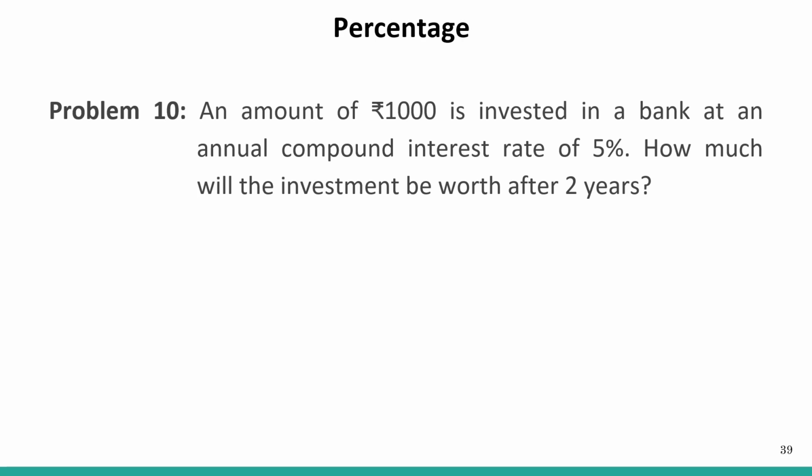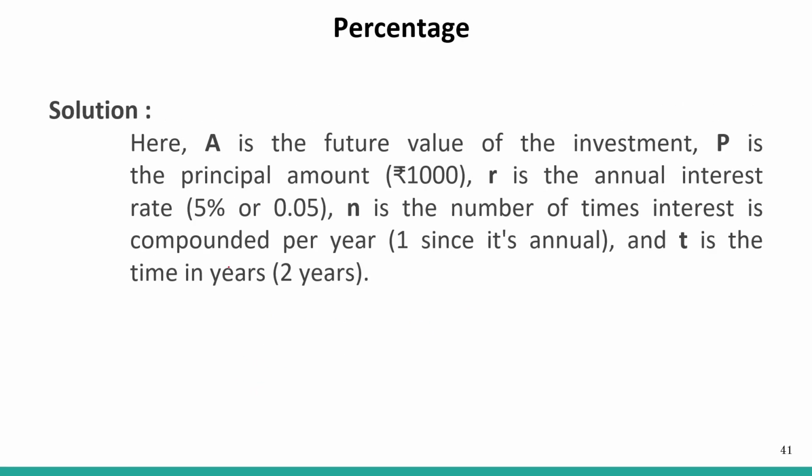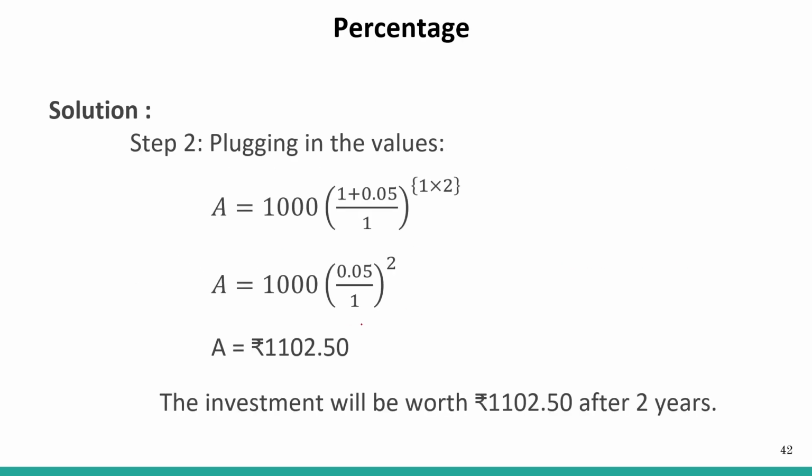So how much will the investment be worth after 2 years? What we do is we use this formula. Here A is the future value of the investment, P is the principal value, R is the annual interest rate, that is 5% or 0.05 in decimal form. N is the number of times interest is compounded per year, 1 since it's annual. T is the time in years.